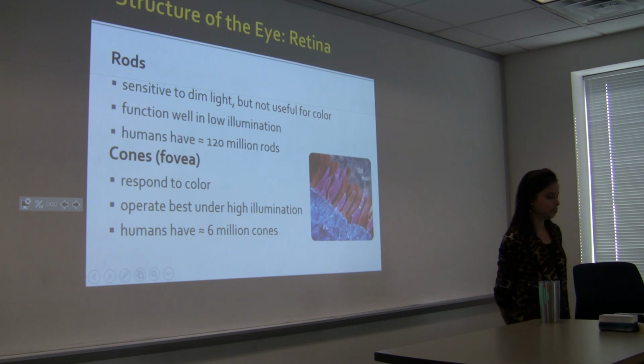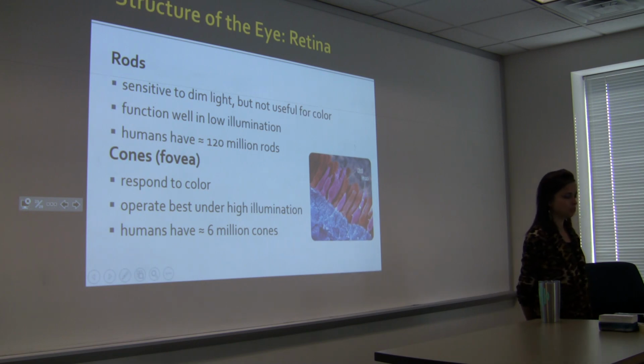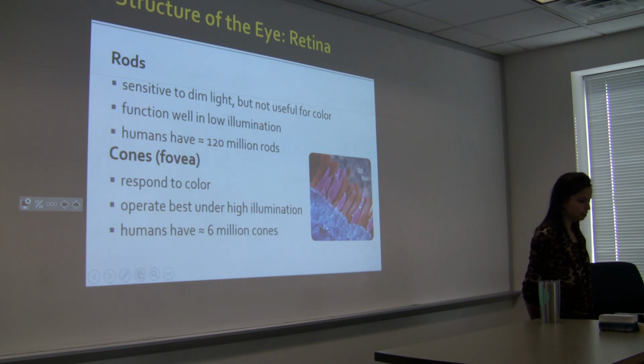These rods and cones are different. The rods are sensitive to dim light, but don't do much for us to perceive color. And they work well in low illumination. And we have about 120 million estimated number of rods in our eyeballs.